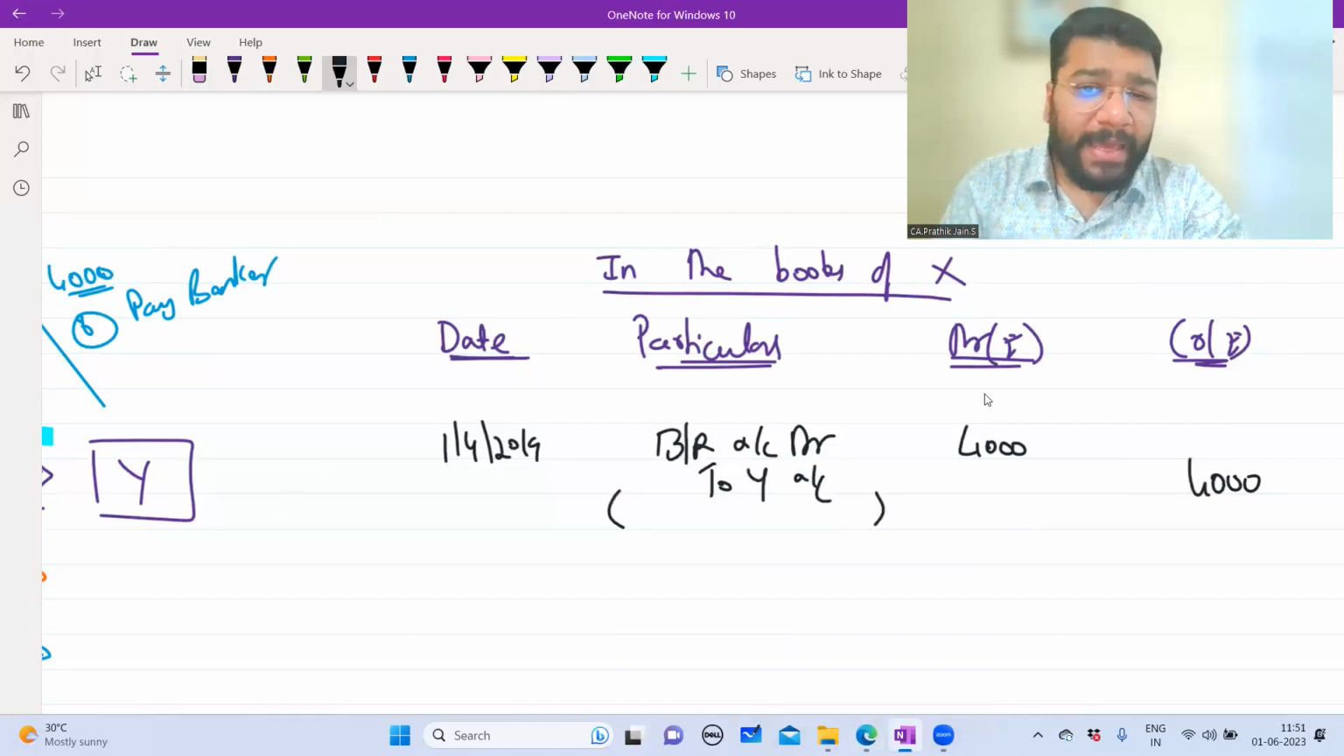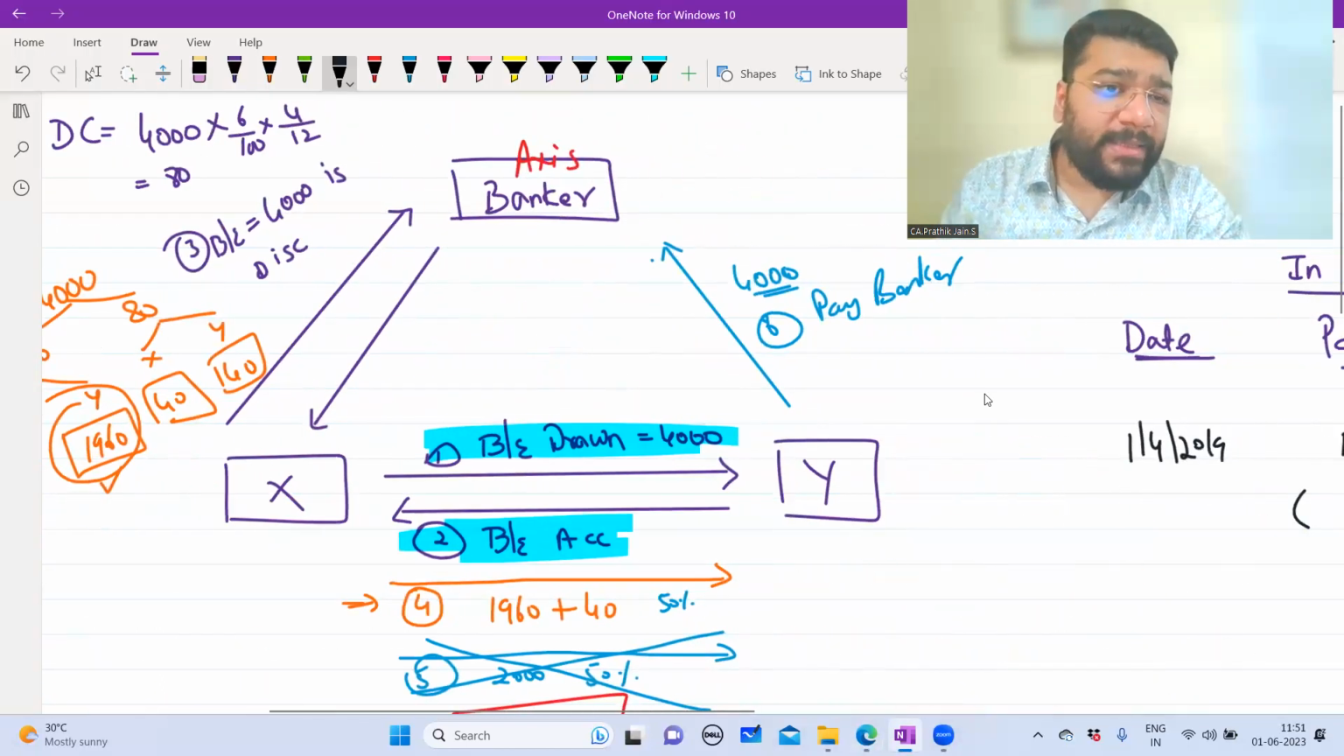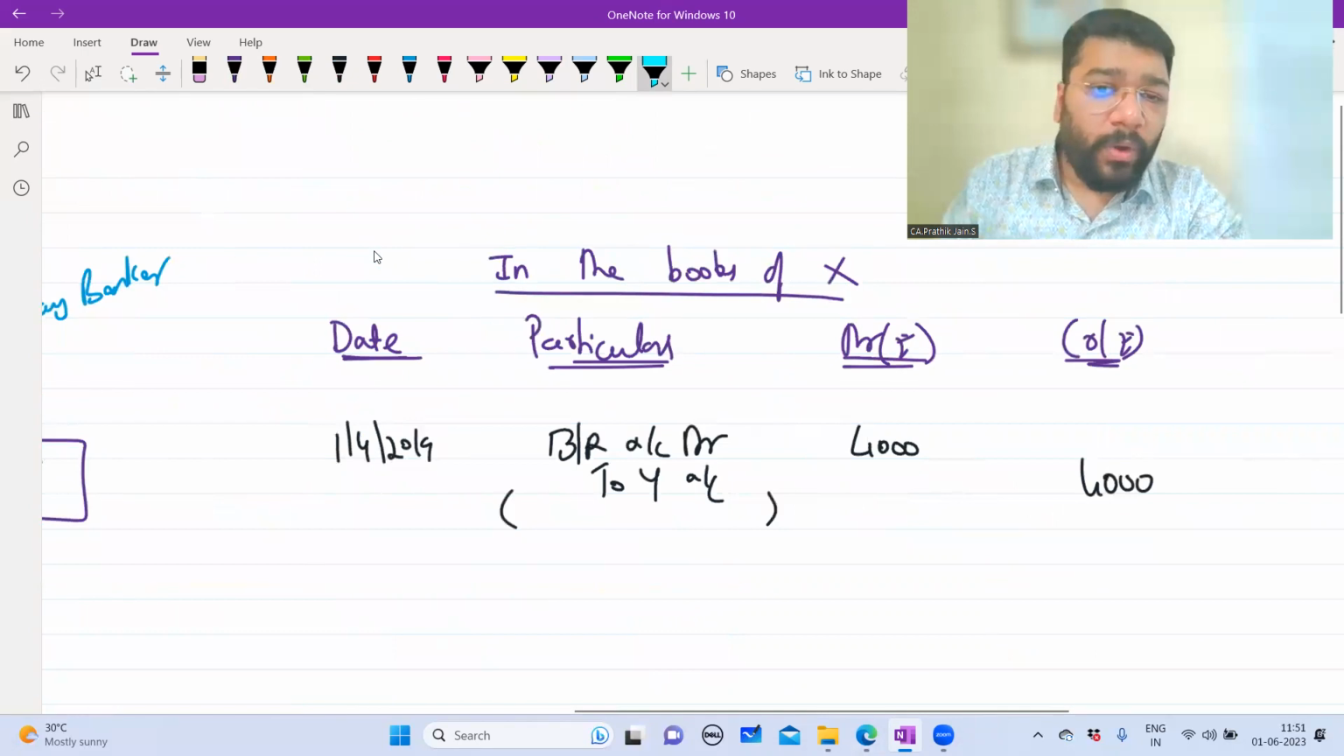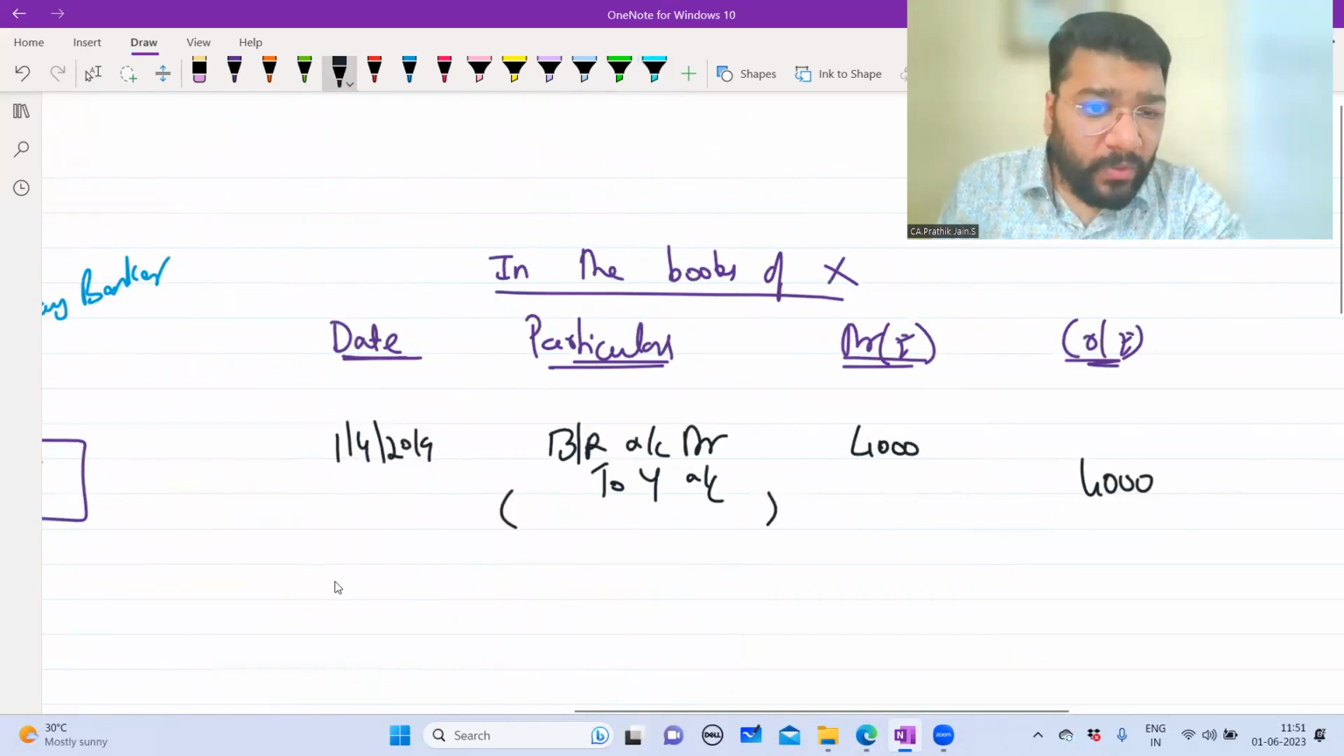Now coming back to the diagram. What did X do, guys? X discounted this bill with the banker. So can we write a discounting entry? What date is discounted? Same day? Okay, since no other date is given, same day.